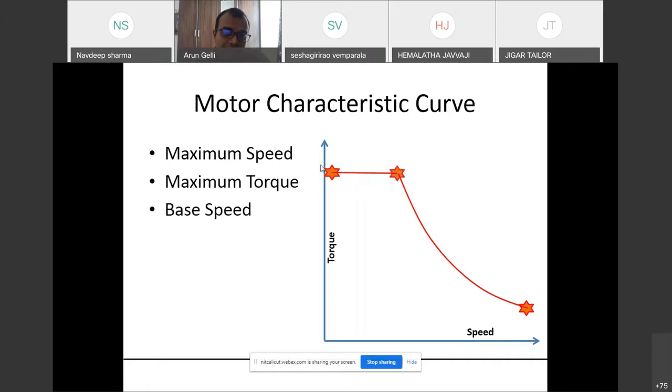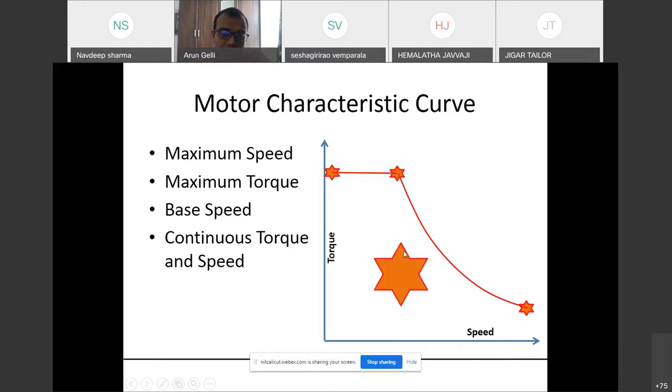And base speed is nothing but the point up to which the maximum torque can be maintained. Afterwards this torque will reduce, as you can see, as you increase the speed. So till this point of base speed, the maximum torque can be achieved. It depends upon the motor, but this is the base speed point at which the torque will drastically start reducing.